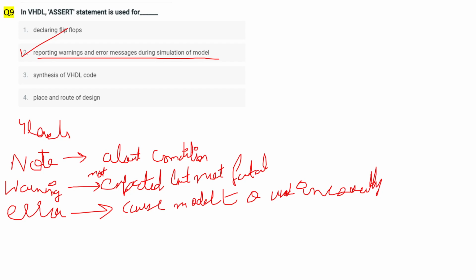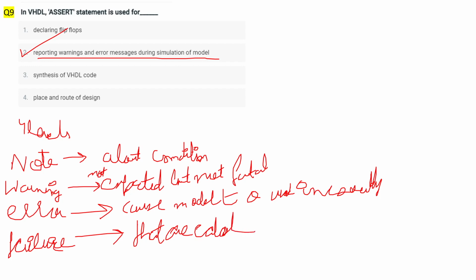And the last one is failure. Failure relays information about conditions that are catastrophic. So in VHDL, the assert statement is used for reporting warnings and error messages during simulation of the model, basically to print messages at the simulation console when specified runtime conditions are not met.